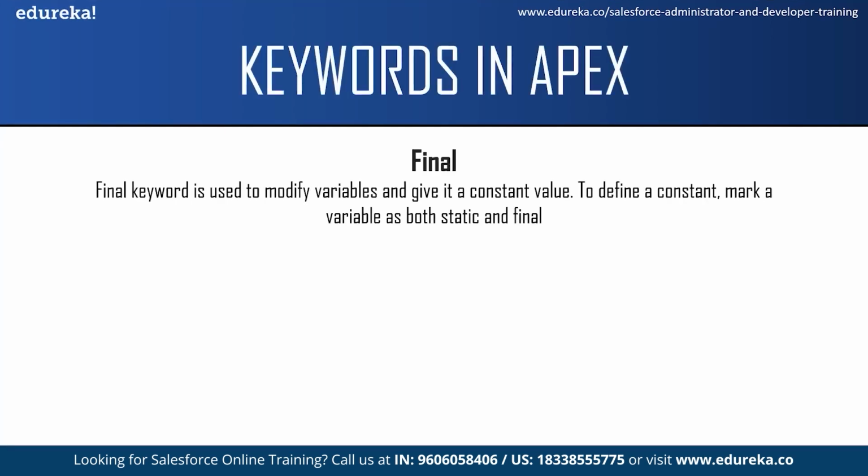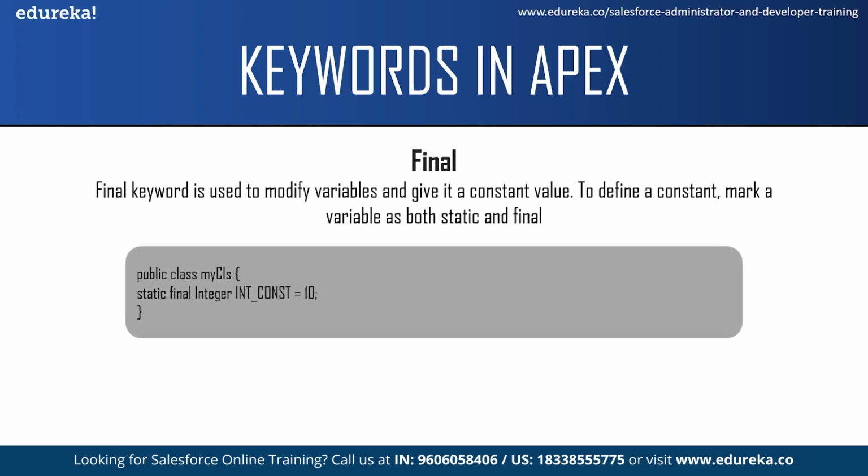First is the final keyword. You can use the final keyword to modify a variable and give it a constant value. To define a constant, mark a variable as both static and final, which means you need to use both the keywords static and final. Also, you should remember that a final variable can only be assigned a value once, either when you declare the variable or inside a constructor. You must assign a value to it in one of these two places only.